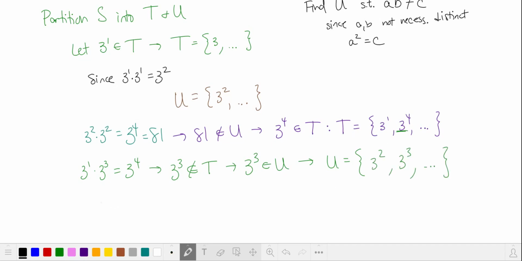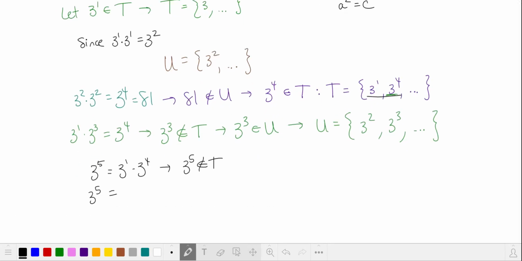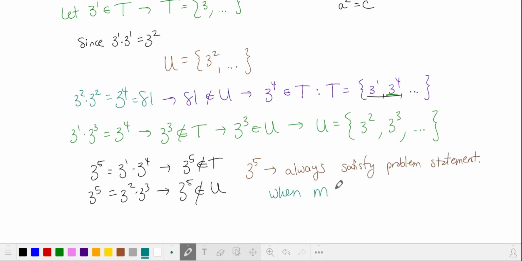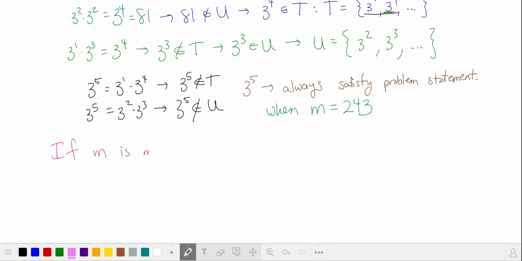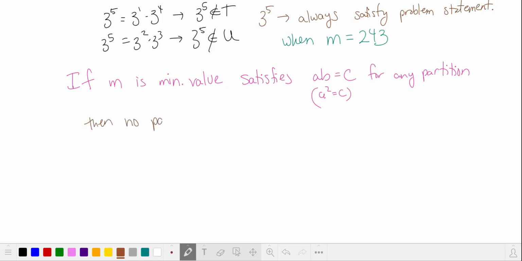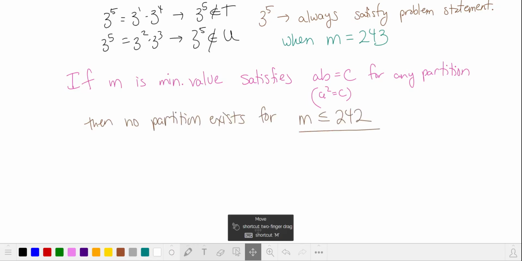Our next power of 3 is 3 to the fifth. This is 3 times 3 to the fourth, so we can't put it into set T. It's also 3 squared times 3 cubed, so we can't put it into U. So wherever we put 3 to the fifth power, we're always going to be able to satisfy the problem statement when M is equal to 243. If M is the minimum value that satisfies the problem statement for any partition, then no partition exists for M less than or equal to 242.